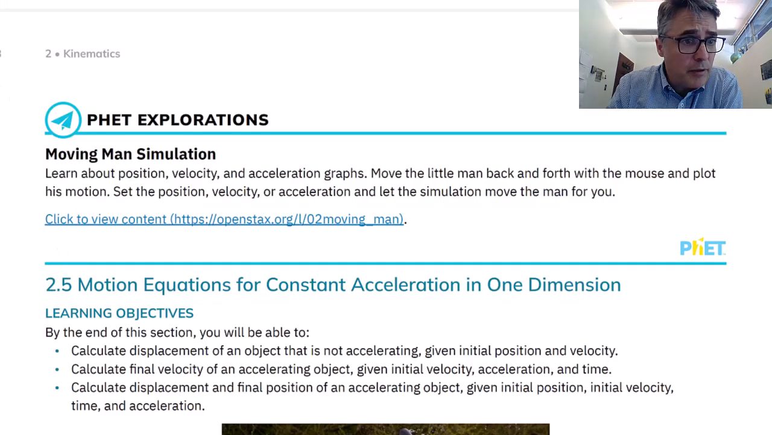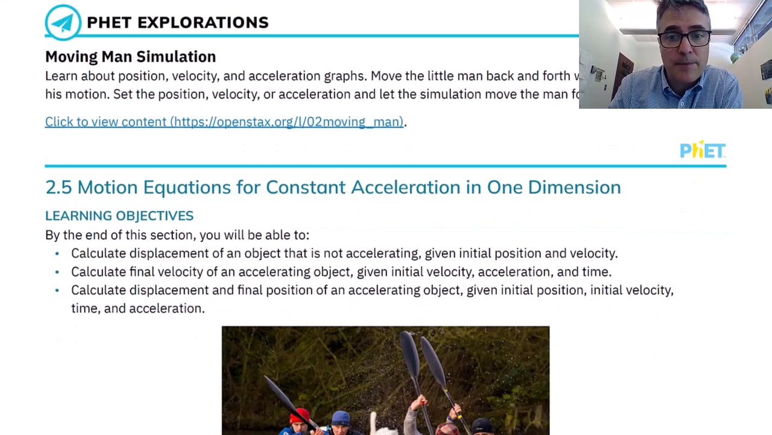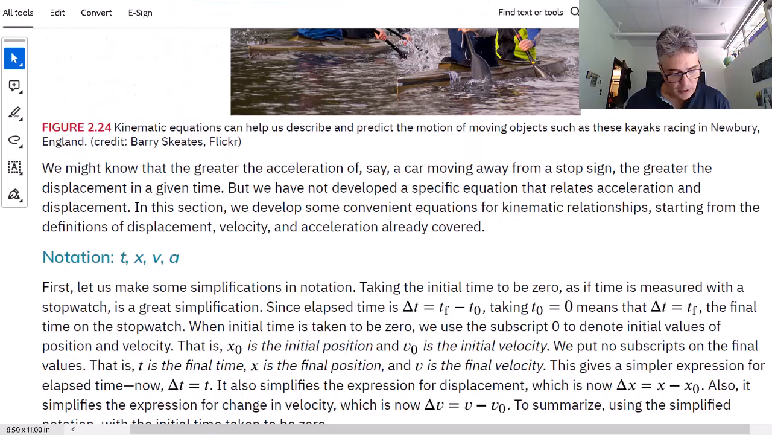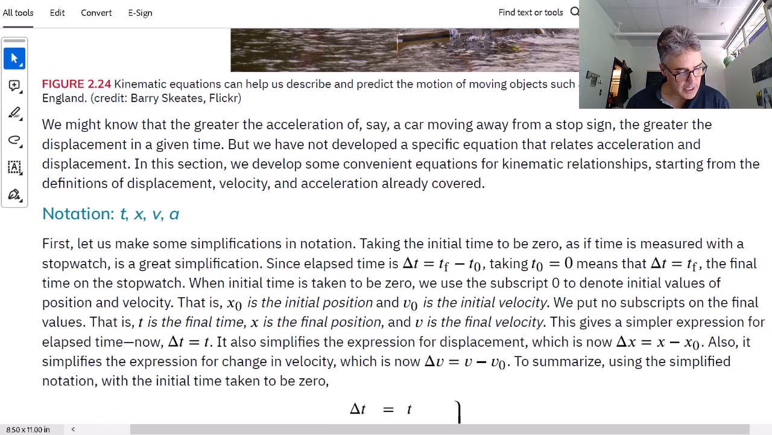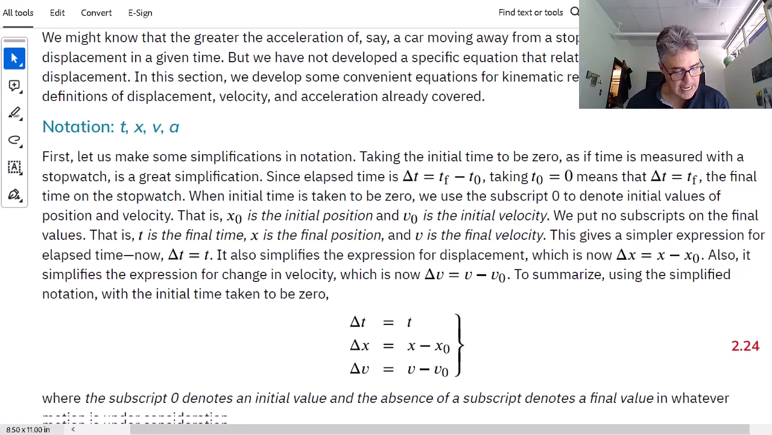We're in section 2.5 on paper page 58 and the PDF page 76. This section is called Motion Equations for Constant Acceleration in One Dimension. We should start with notation T, X, V, and A.